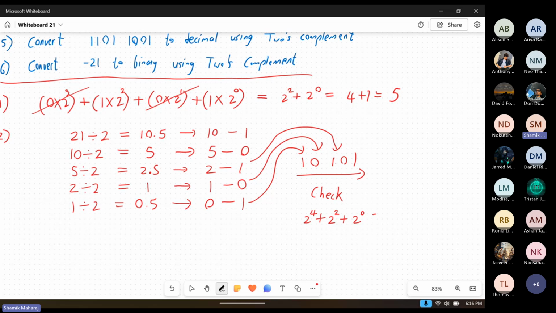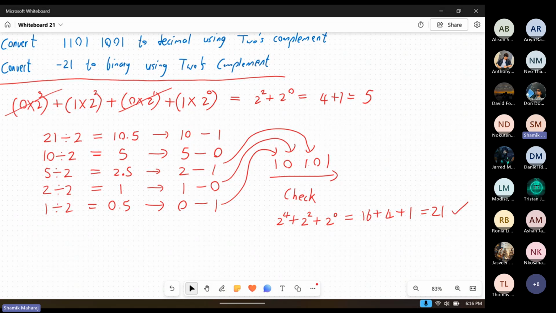If you do, that means we did the right thing. Okay, so what's 2 to the 4? I'm pretty sure it's 16. Yeah, 16. 2 squared is 4, and then we got 1 here. 16, 17, 18, 19, 20, 21. Okay, so that works out. So our check reveals that our answer was correct, so we're happy with this right here.